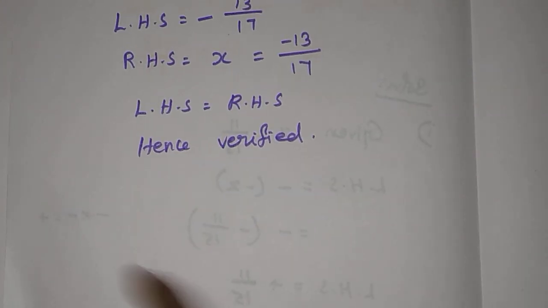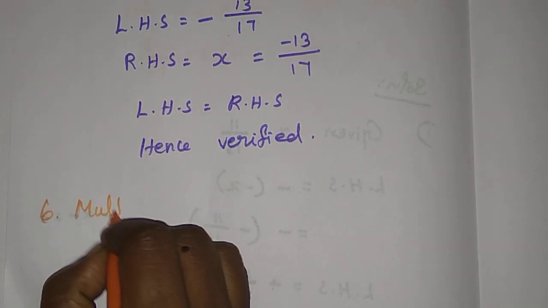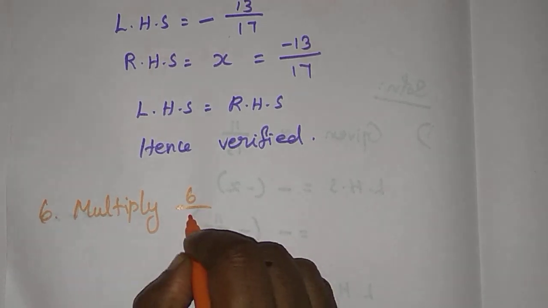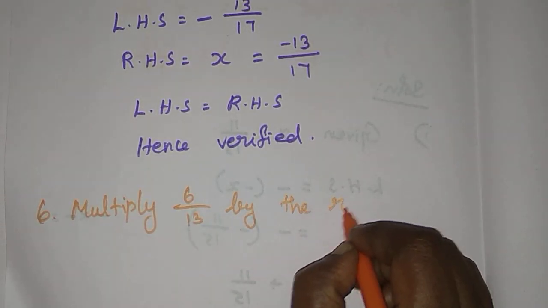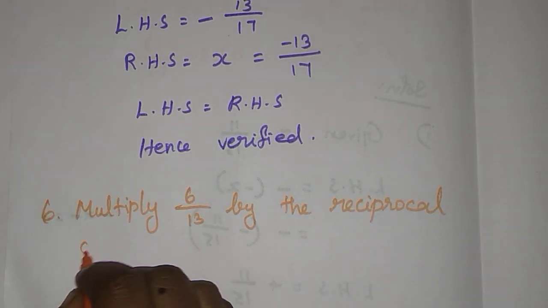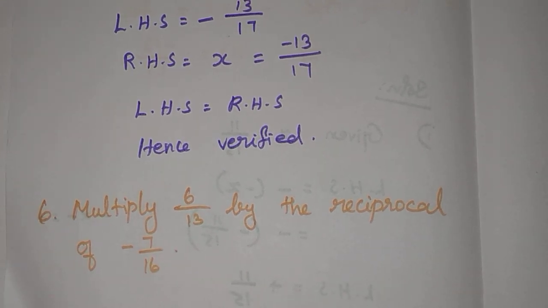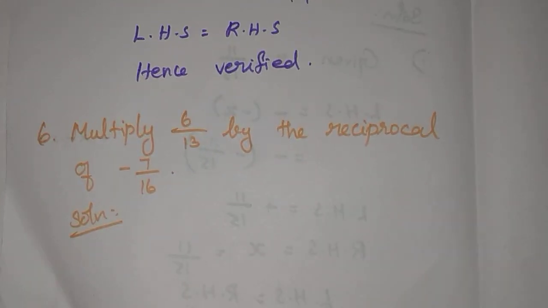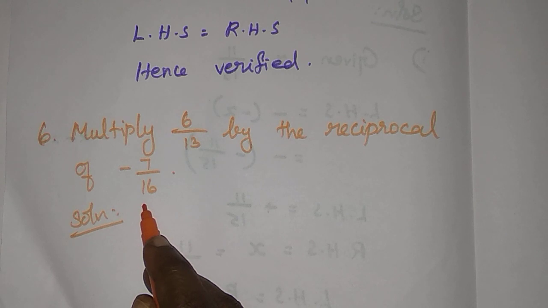Now question number 6. This is also a 3 mark. Multiply 6 by 13 by the reciprocal of minus 7 by 16. Okay, this is the question. Now multiply 6 by 13 by the reciprocal of minus 7 by 16.